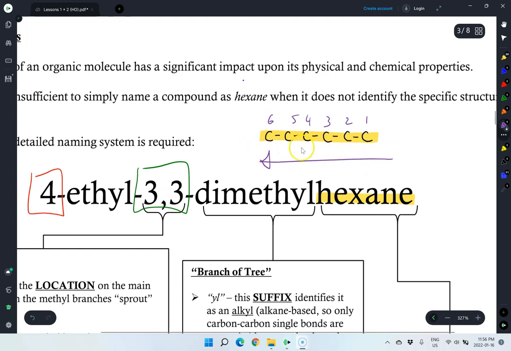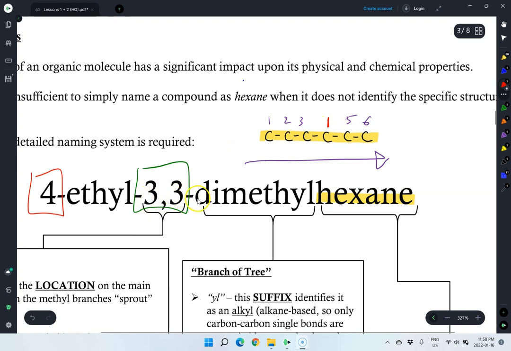You cannot flip back and forth, counting left to right for one branch and then counting right to left for a different branch. In any case, I'm going to count from left to right, since that is what we're most familiar with, and I'm going to put placeholders for where these branches start sprouting out from. So the first one is an ethyl branch, and it sprouts out from carbon number 4. So here's carbon number 4, and I'm just going to put a placeholder here.